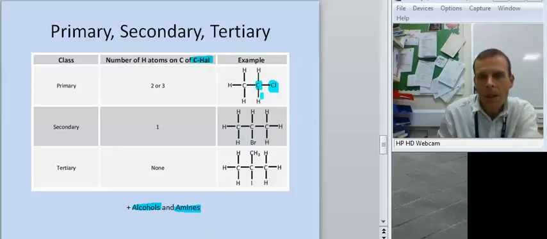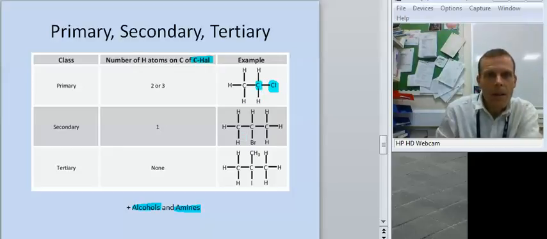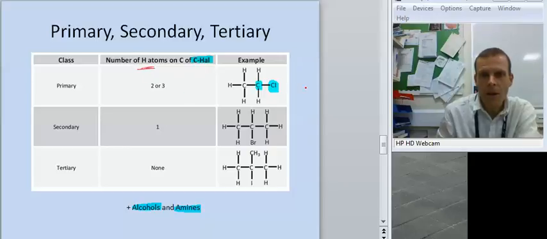Now, the reason the description here is in terms of the hydrogen atoms is because there is one example of a primary halogenoalkane that's got 3 H's on. That would be the methyl version.